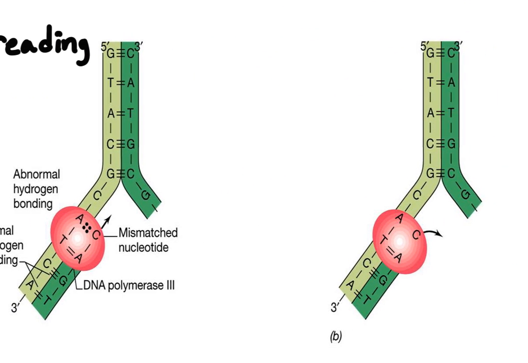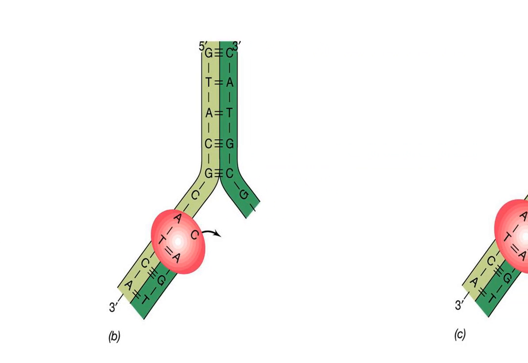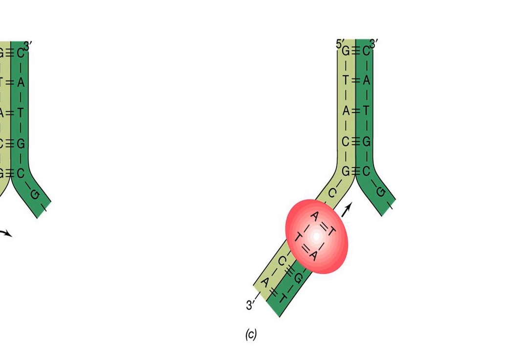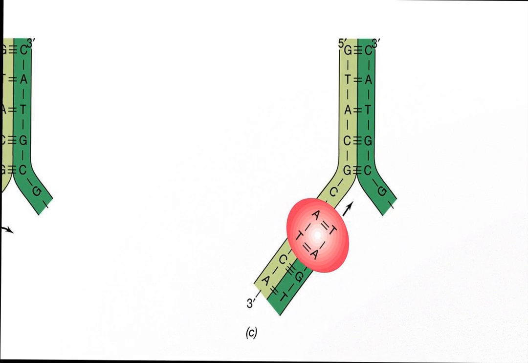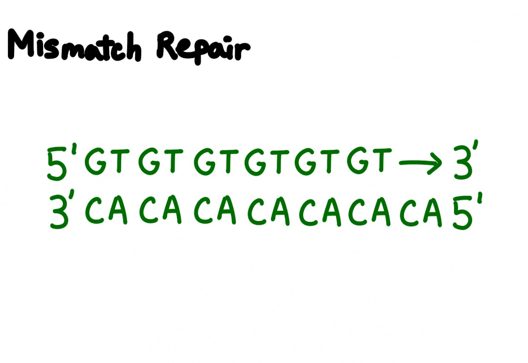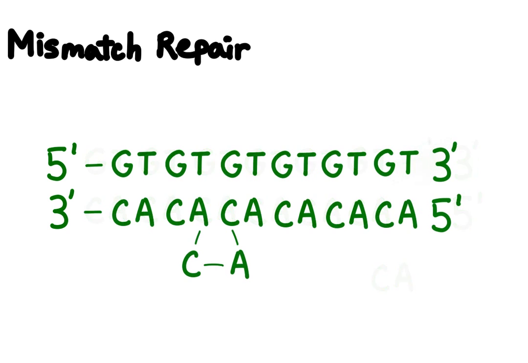Proofreading fixes about 99% of these types of errors, but that's still not good enough for normal cell functioning. Then it is the turn of the mismatch repair. During mismatch repair, enzymes recognize and fix these deformities by removing the incorrectly paired nucleotide and replacing it with the correct nucleotide.